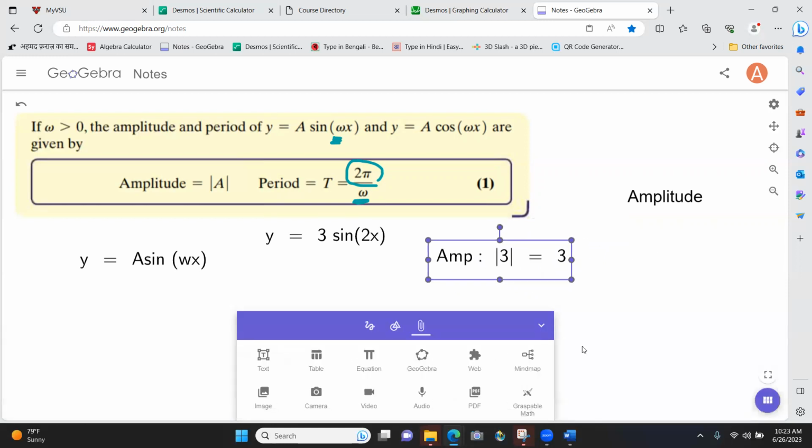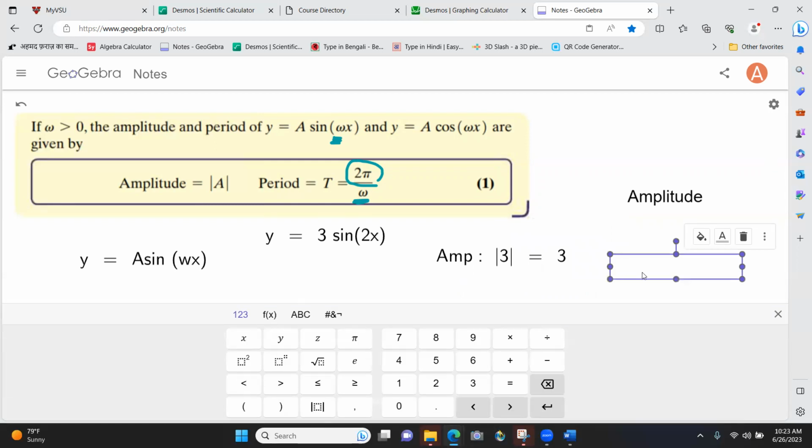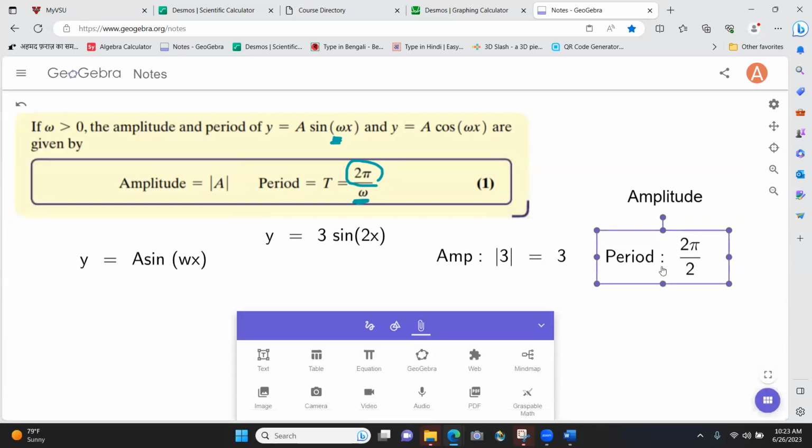And how do I find the period of this function? The period is going to be, take the period of the basic sine function, which is 2 pi, and divide it by this coefficient. My coefficient is 2, so 2 pi divided by 2 is pi. That's the period. Okay, let me do one more for you guys.